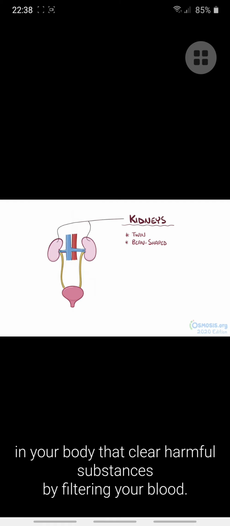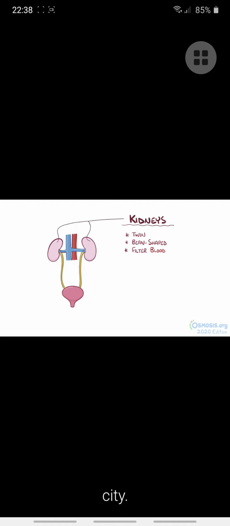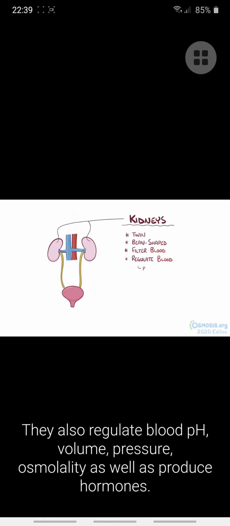The workers of the urinary system are the kidneys, which are twin bean-shaped organs in your body that clean harmful substances by filtering your blood. They are like water purification plants that help clean the drinking water for the city. They also regulate blood pH, blood pressure, osmolality, as well as produce hormones.